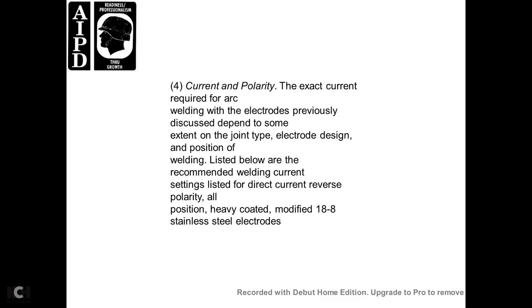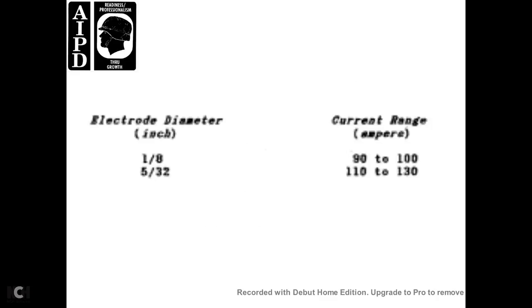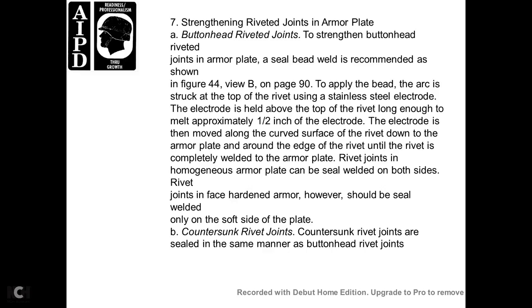4. Current and polarity. The current required for the arc with the welding electrodes previously discussed depends to some extent on the joint type, electrode design, and position of the weld, and is limited to the recommended welding current settings listed. Use direct current, reverse polarity, with heavy coated modified 18-8 stainless steel electrodes. Electrode diameter 1/8 inch, current range 90 to 100 amperes; 5/32 inch, 110 to 130 amperes.